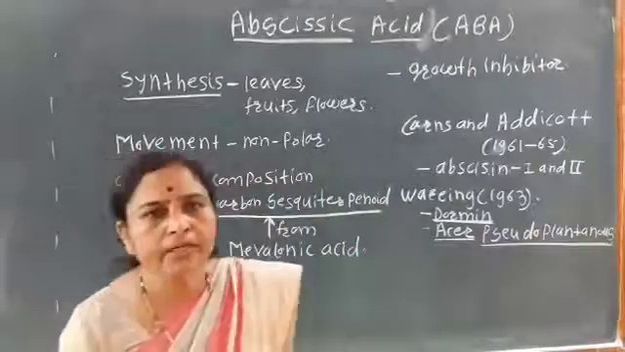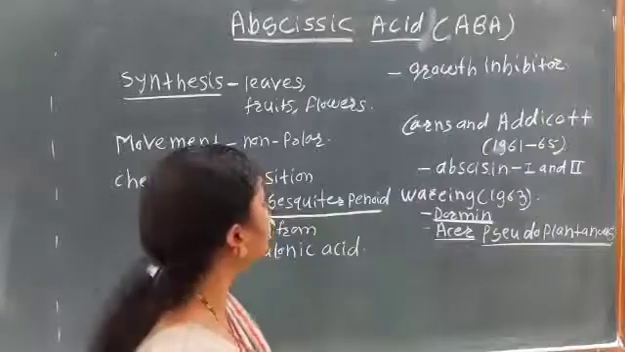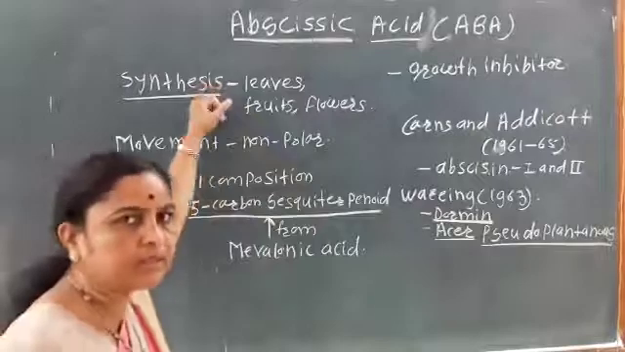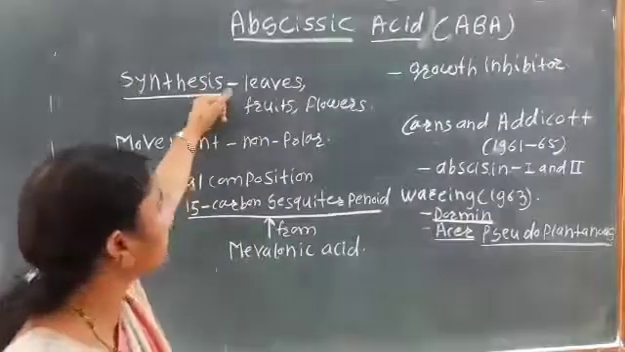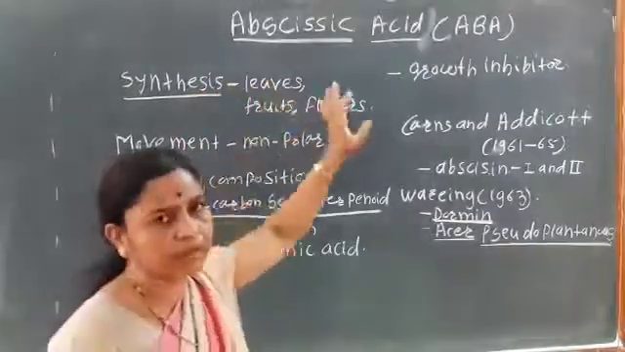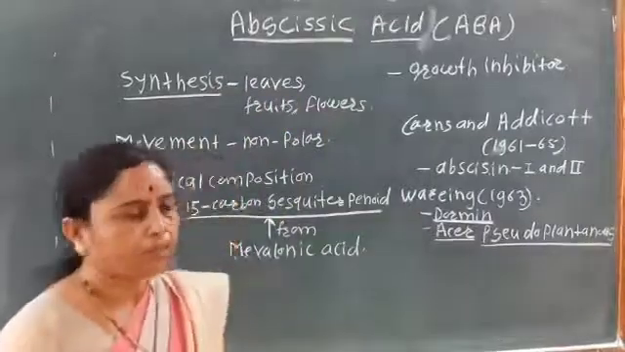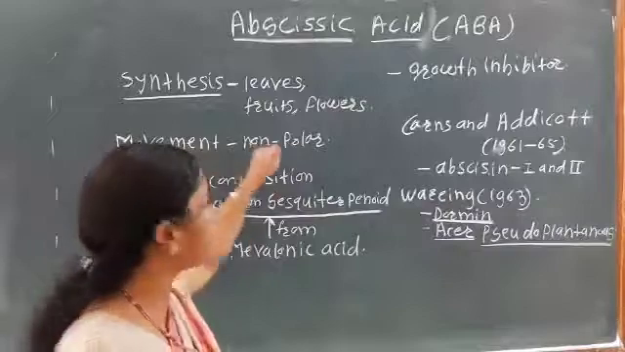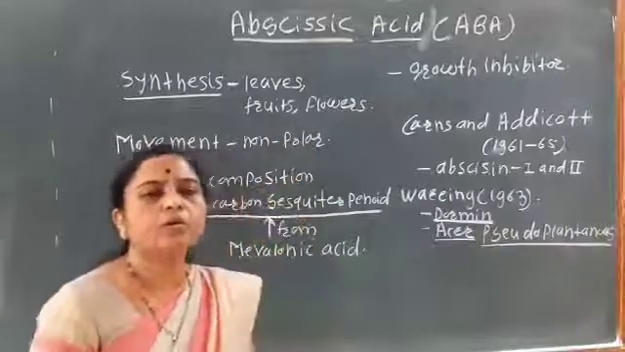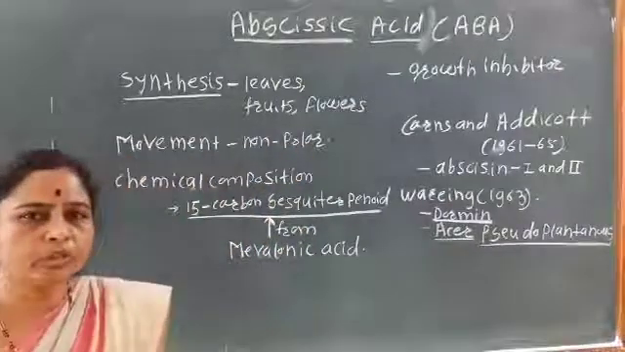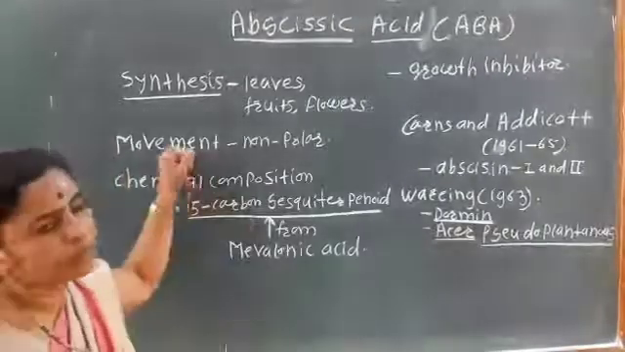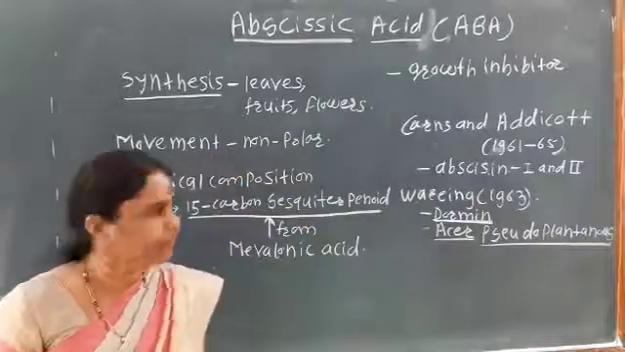Then, where is abscisic acid synthesized, that is, the site of synthesis? In plants, abscisic acid is mainly synthesized in the leaves, fruits and flowers. The movement is non-polar, that is, it does not move from the morphological apex to the morphological base.